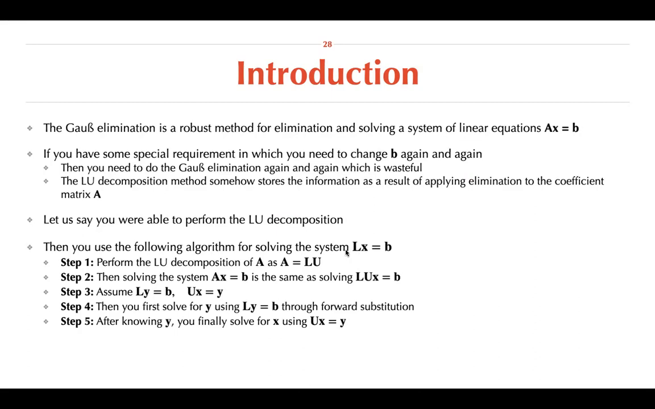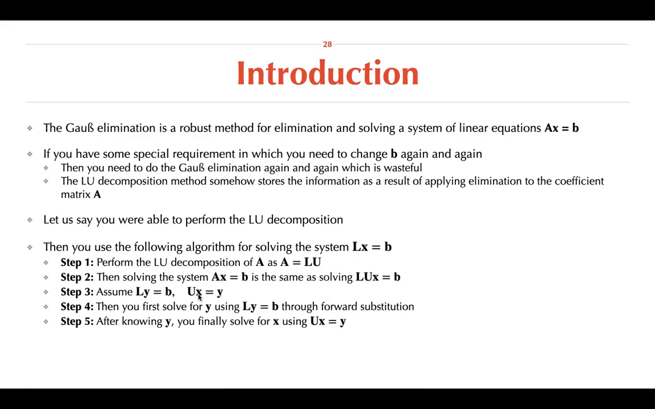Assume that you can perform the LU decomposition and then you can write A as LU. So this should have been A. Then you will get LUX equals B. Assume that Ly equals B, where Ux is equal to Y. Now, since you know what B is, since you know what L is, you first need to determine Y. And then once you know Y, you can determine X.